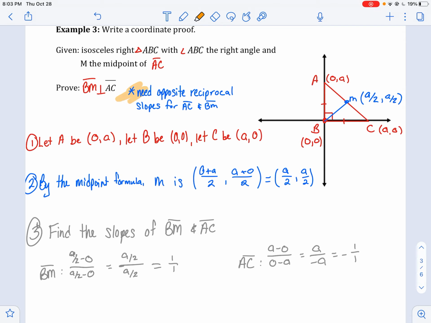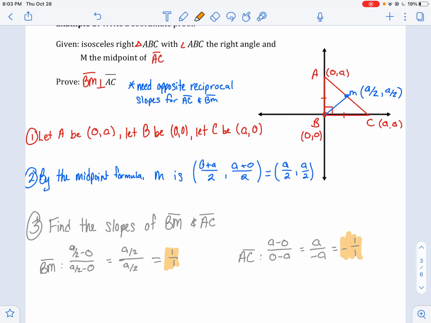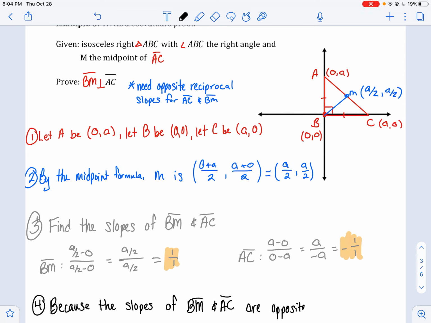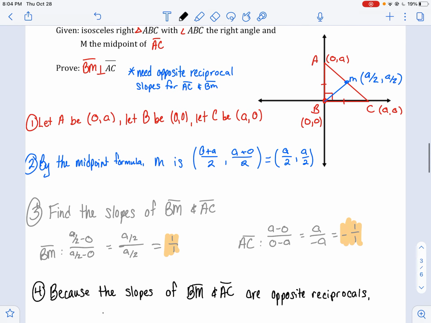And again, the goal was that I would need opposite reciprocal slopes for those. And here, we can see that I've got opposite reciprocal slopes. So I can state that because the slopes of BM and AC are opposite reciprocals, BM would be perpendicular to AC.